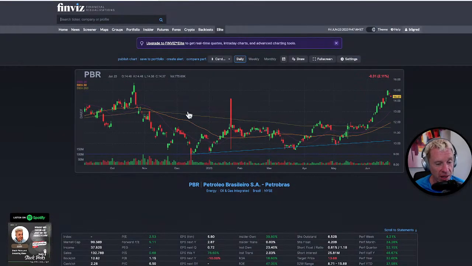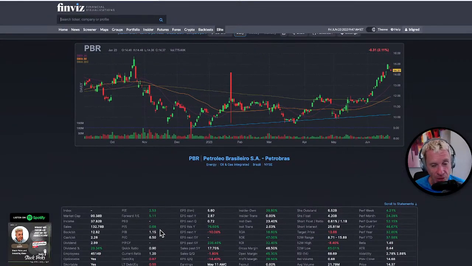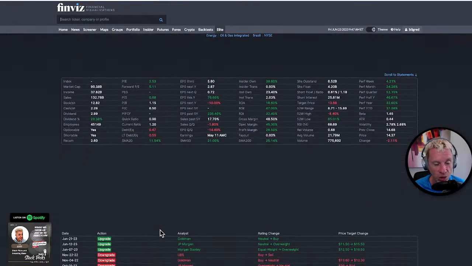You can look at the fundamentals here. The PE is 2. The forward PE is 5. The average target price is 13. Currently, it's trading at 14. I don't know that you necessarily get into this.